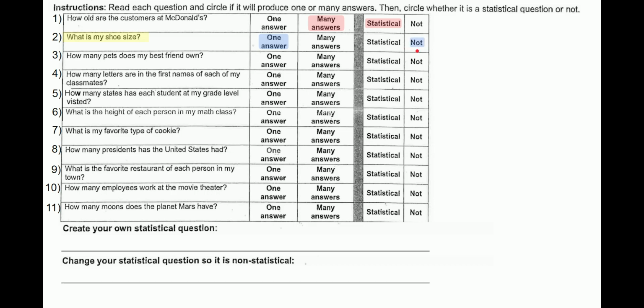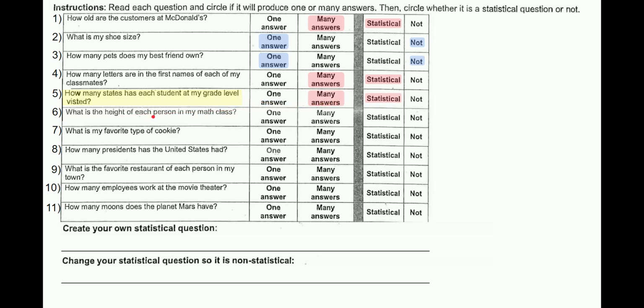Again, if you say, oh, well, I've actually got one foot that's 8.5 and my other foot wears a 9, that doesn't count as many answers. It's still one answer. How many pets does my friend own? Well, you're talking about one person, so it's one answer, not statistical. How many letters are in the first names of each of my classmates? Well, that can have many answers, and that is statistical. How many states has each student at my grade level visited? Well, you're asking multiple people, and they could have many answers.